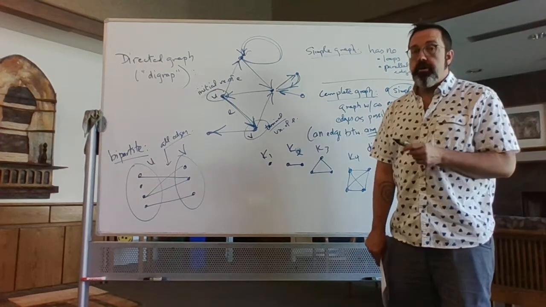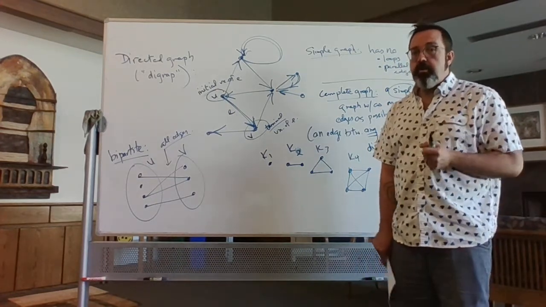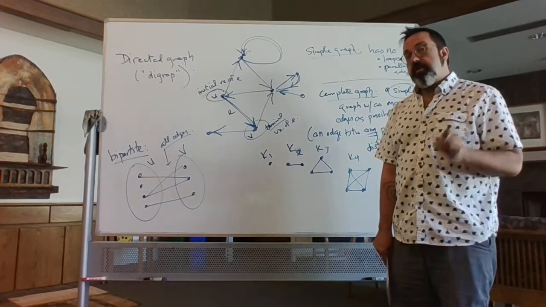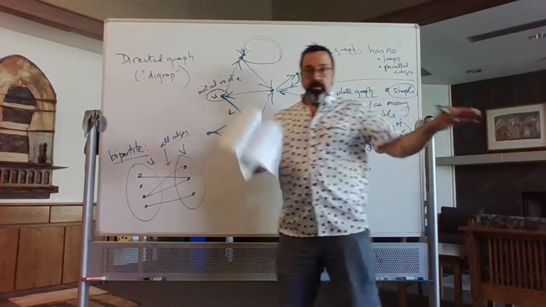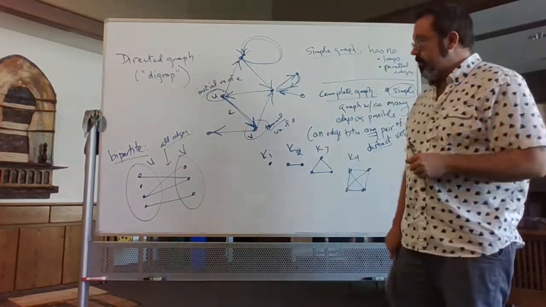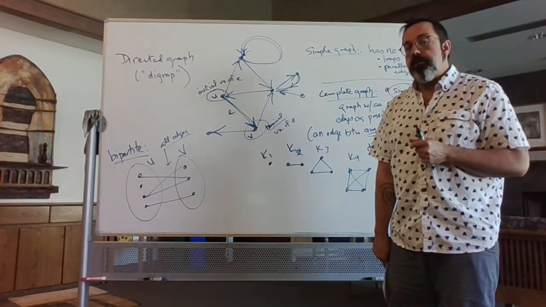It's often very hard to recognize if a graph is bipartite, because notice I don't tell you what U and V have to be. To show that a graph is bipartite, you have to come up with a U and a V that puts all the edges in between those two sets. And it might not be an obvious choice of U and V.